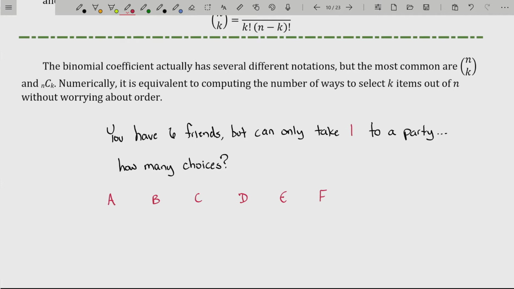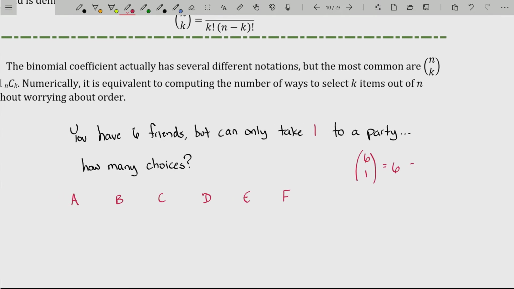Now, that tells me that 6 choose 1 should be 6. That's what that notation actually means. If I have 6 friends and I can only choose 1, how many choices do I have? Well, you can choose friend A, B, C, D, E, or F. So you have 6 choices. Let's see if that works out mathematically.